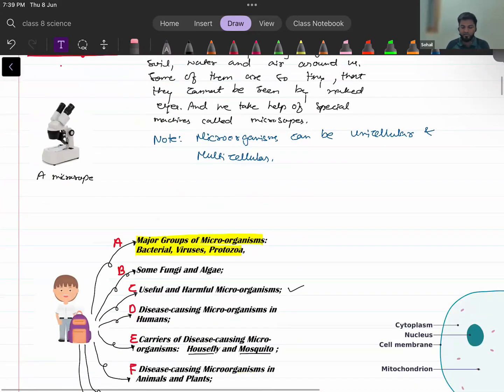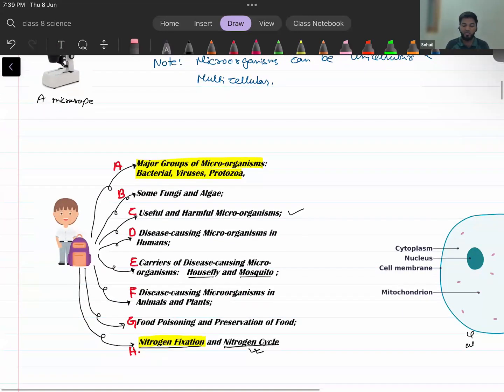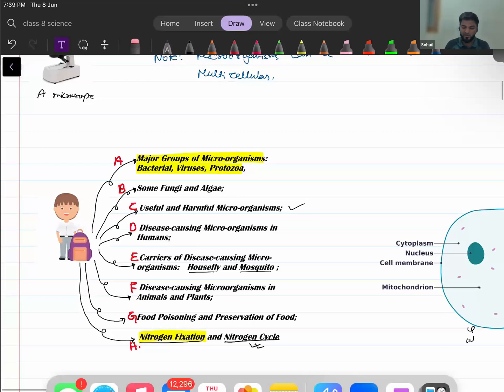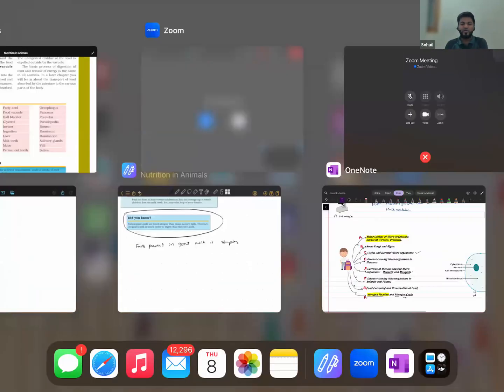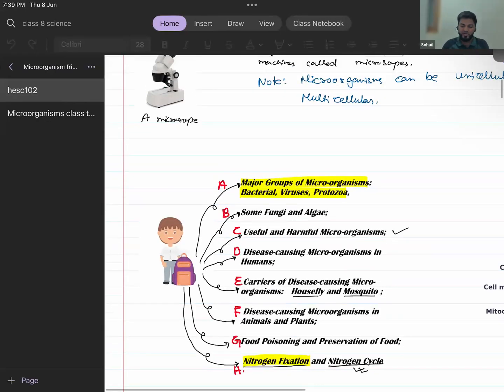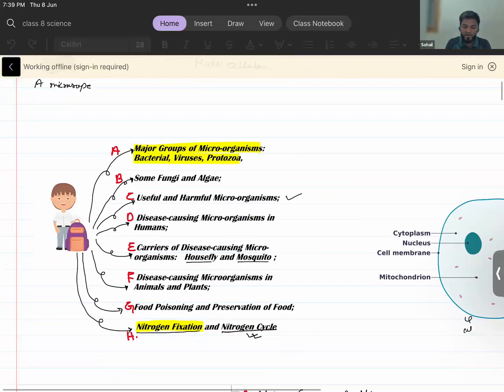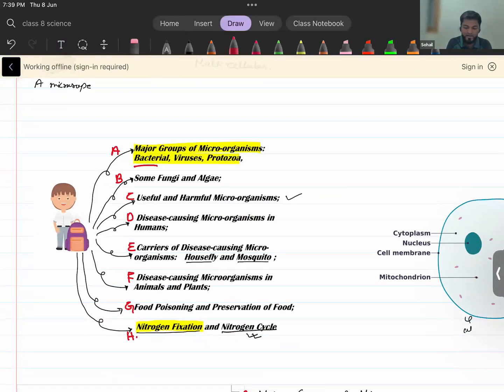And the content of the chapter is that you need to know about the major groups of microorganisms. Okay, it's not working, let me open it again. So you need to know about the major classification of microorganisms. There are millions and billions of microorganisms present on the planet Earth. So for their study, they need to be classified under different groups, right? So we have categorized them as bacteria, viruses, protozoa, fungus, and algae.